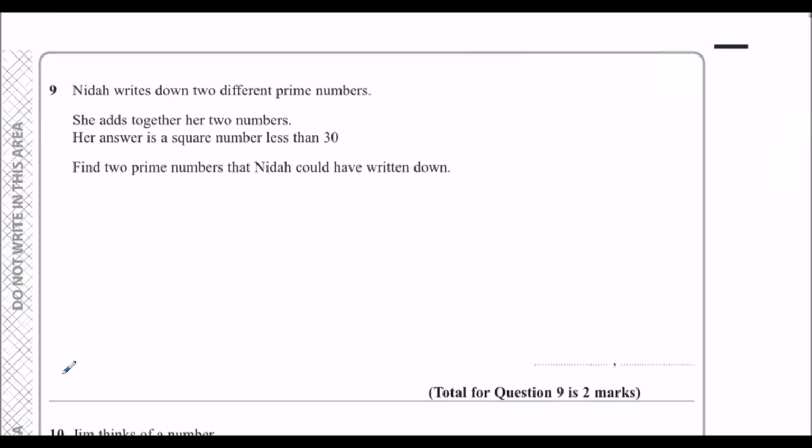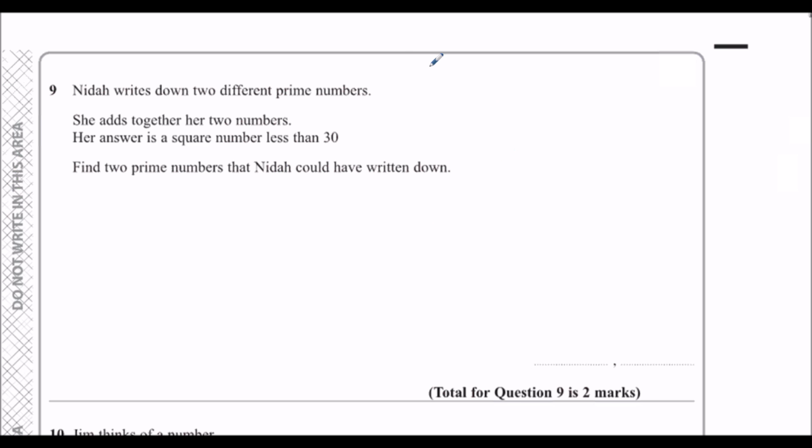Question 9. Nida writes down two different prime numbers. She adds together her two numbers. Her answer is a square number less than 30. Find two prime numbers Nida could have written down. So she's got to write down two different prime numbers, which add together to make a square number less than 30.